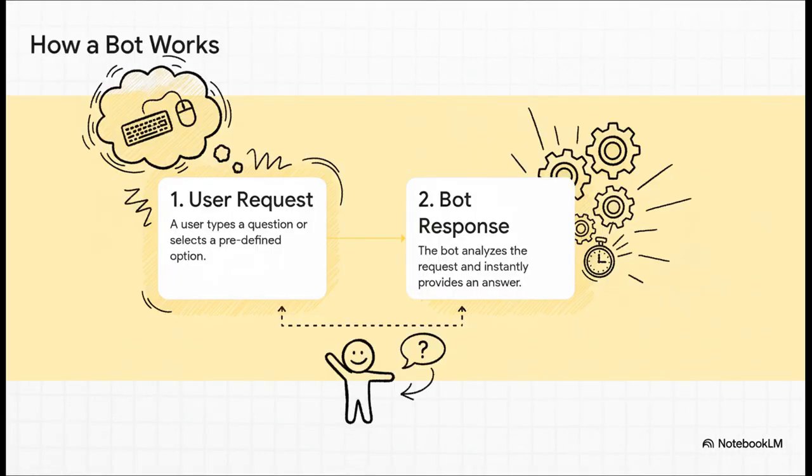And how it works is surprisingly simple. It really boils down to two steps. One, you, the user, ask a question, or maybe you just click a button. Two, the bot instantly figures out what you need and serves up the right answer. And hey, if it ever gets confused, a good bot knows when to say, let me get a human for you. It's all about that perfect mix of speed and automation.